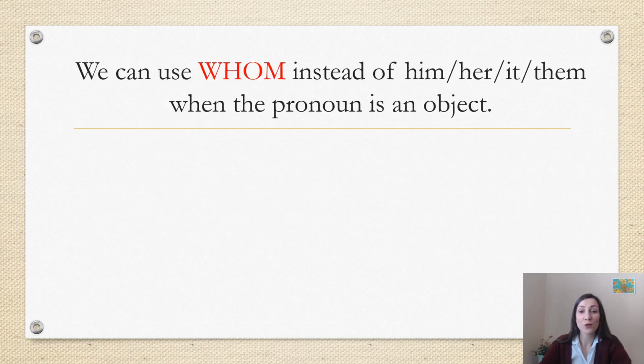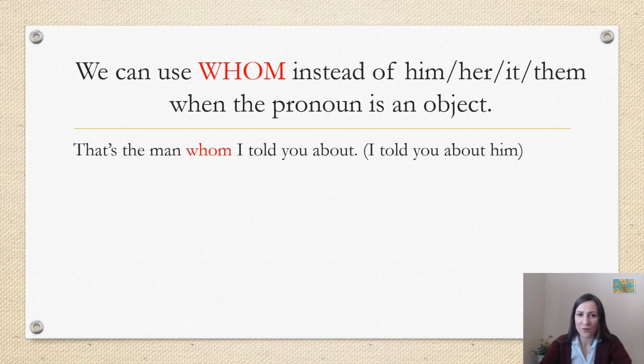We can use whom instead of him, her, it, them when the pronoun is an object. So that's the man whom I told you about. I told you about him. So we say that's the man whom I told you about because this is an object.